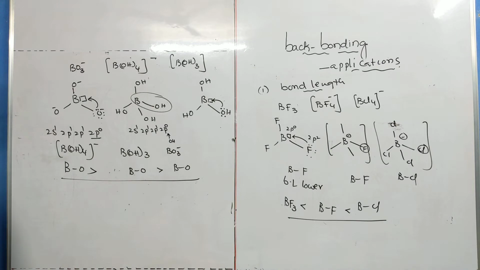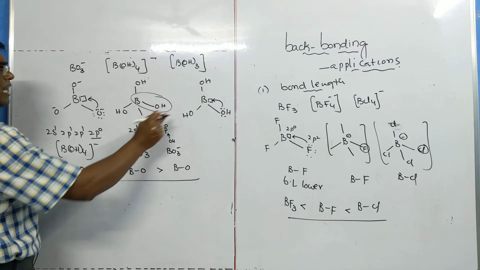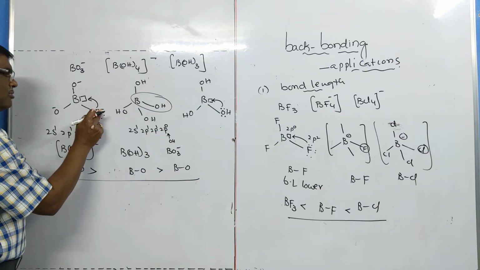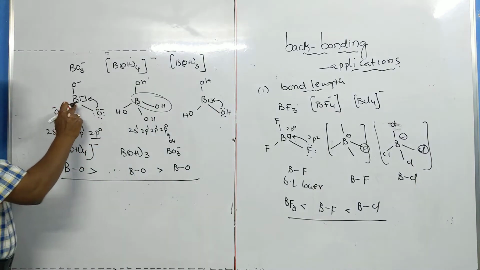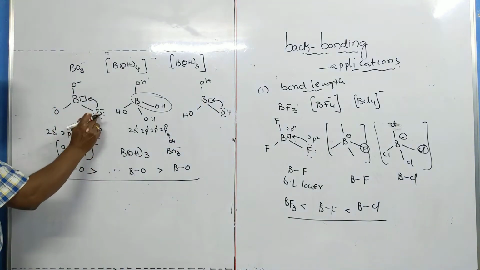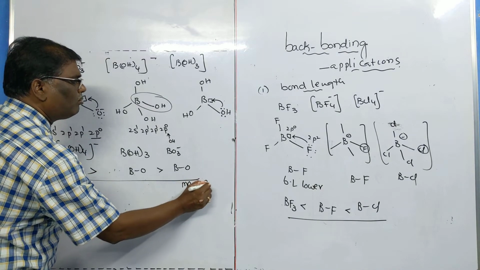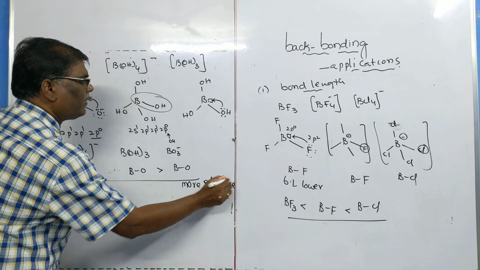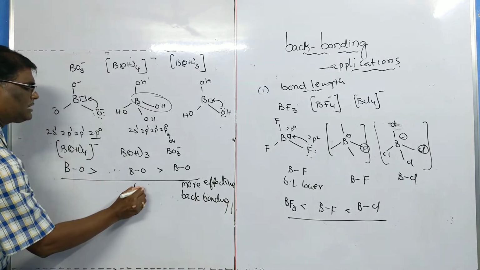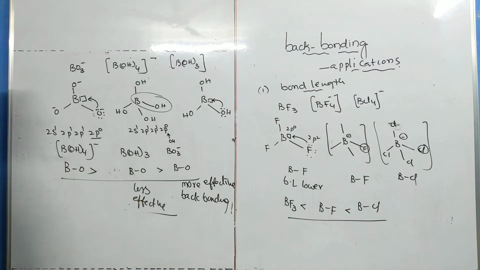I will explain once again. BOH4 minus has no back bonding, so it has the larger BO bond length, whereas in the other two cases back bonding is found. Here the back bonding is between a negatively charged atom and boron; here it is between a neutral atom and boron. A negatively charged atom can make more effective back bonding, whereas here there is less effective back bonding. That's why this is the bond length order.